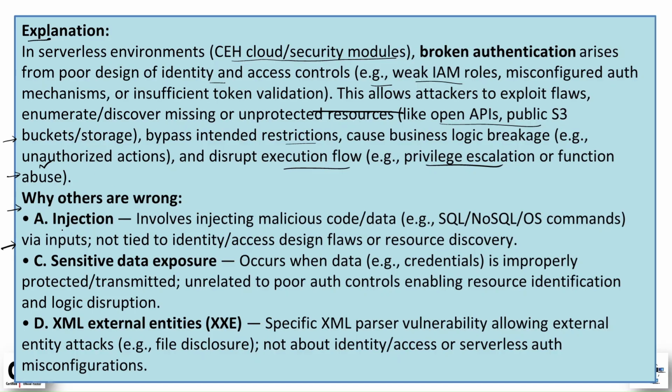So why are the other options wrong? Option A, injection involves injecting malicious code and data, for example SQL injection, NoSQL, and OS commands via inputs, not tied to identity and access design flaws or resource discovery. Option C, sensitive data exposure occurs when data, for example credentials, is improperly protected and transmitted, unrelated to poor authentication controls enabling resource identification and logic disruption. And option D, XML external entities, XXE, is a specific XML parser vulnerability allowing external entity attacks, for example file disclosure, not about identity and access or serverless authentication misconfiguration.